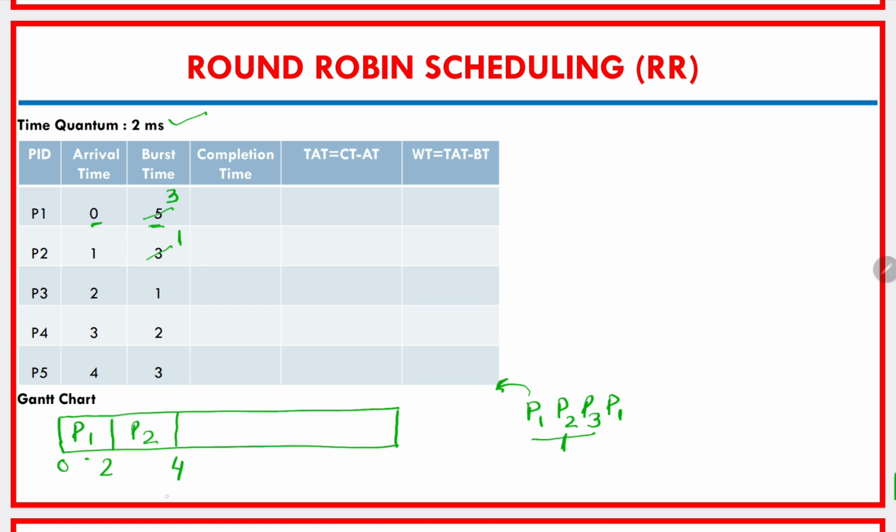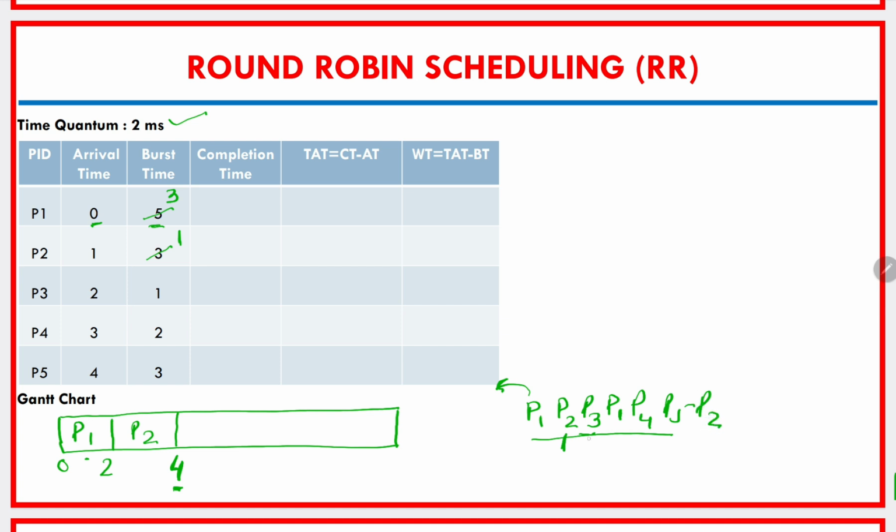Now 4 milliseconds have elapsed. By the time 4 milliseconds have elapsed, processes P4 and P5 have also arrived in the ready queue. But has P2 completed? No. The processes waiting in the ready queue are in this order, and P2 has not yet completed because 1 more millisecond is required. So P2 is preempted and comes into the ready queue in this way.